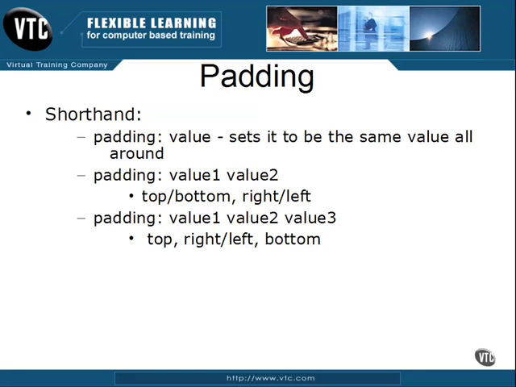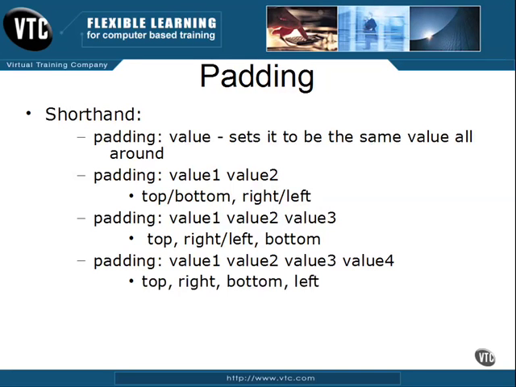Our fourth shorthand will use 4 different values. It will use the first value to set up the top, the second value to set up the right hand side, the third value to set up the bottom, and the fourth value to set up the left side. Now it does have to be in these specific orders. You may find it helpful for this last 4 value padding to think about going around the box clockwise. So you'll start at the top, go to the right, go to the bottom, and go to the left. So it's just like your standard traditional analog clock moving around the face.